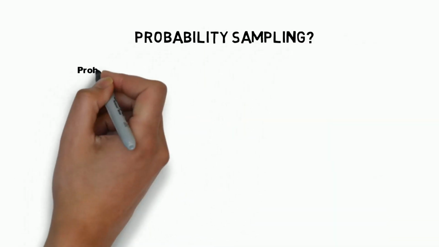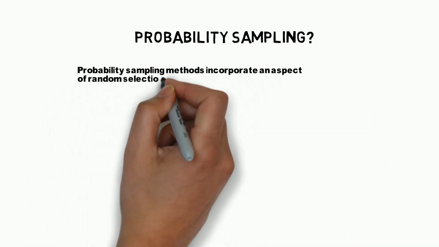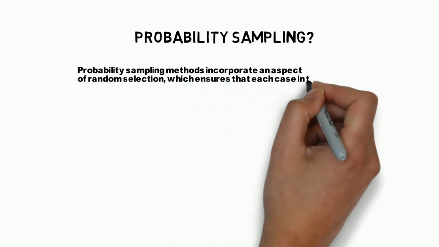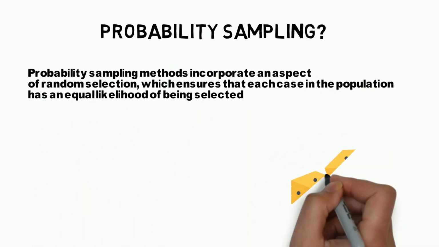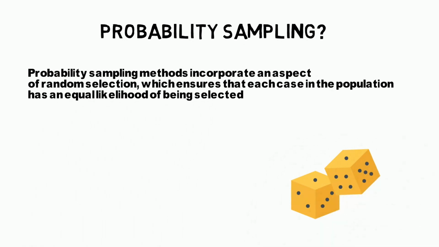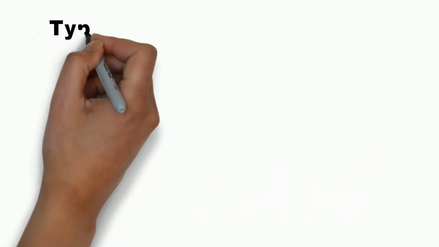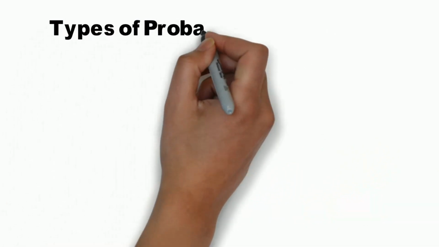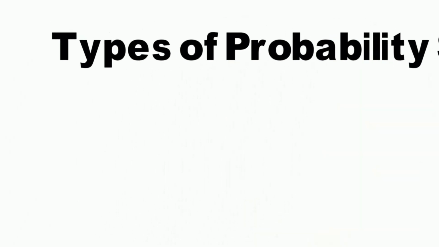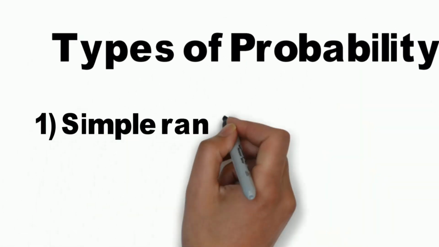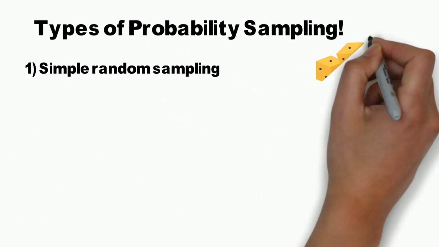The very first type is probability sampling. Probability sampling methods incorporate an aspect of random selection, which ensures that each case in the population has an equal likelihood of being selected. It means that this provides an equal opportunity to participants to be part of research. Now we will discuss types of probability sampling. It has four different types. The first one is simple random sampling. This is defined as each person in the population having an equal chance of being selected.